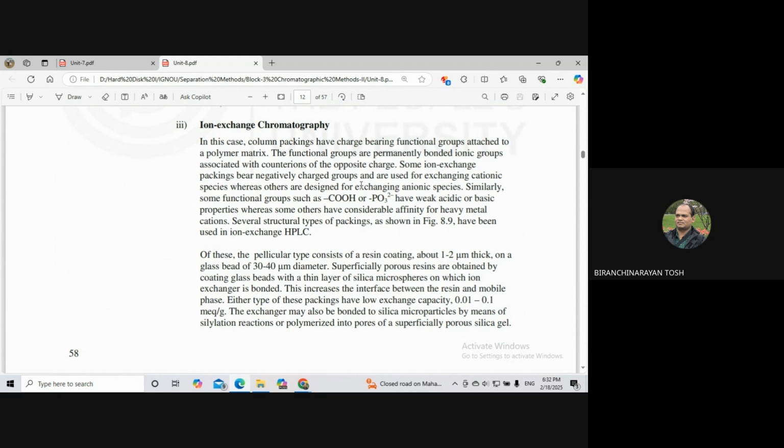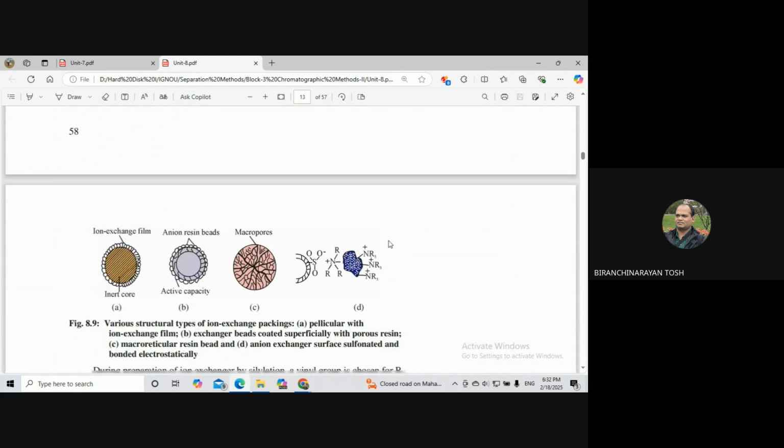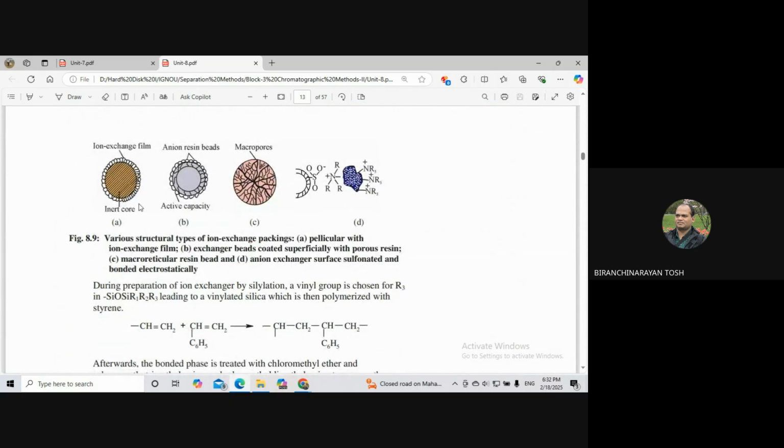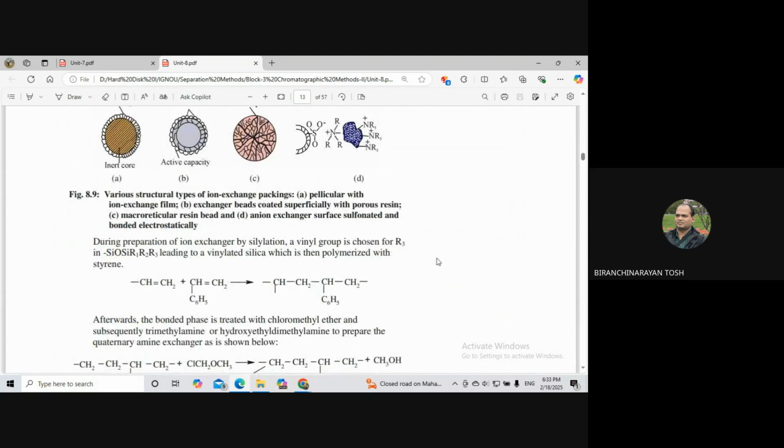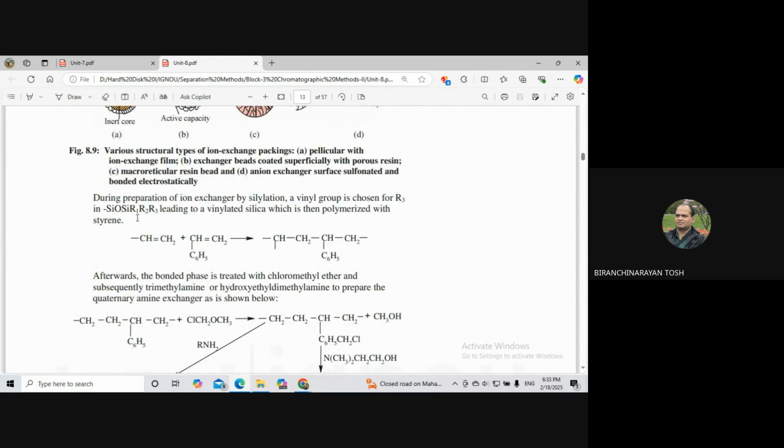So these are shown in this figure: ion exchange film, inert core, anion resin beads, micropores. Then anion exchanger, surface sulfonated and bonded electrostatically. So during preparation of an ion exchanger by silylation, a vinyl group is chosen for R3 in SiO, SiR1, R2, R3.